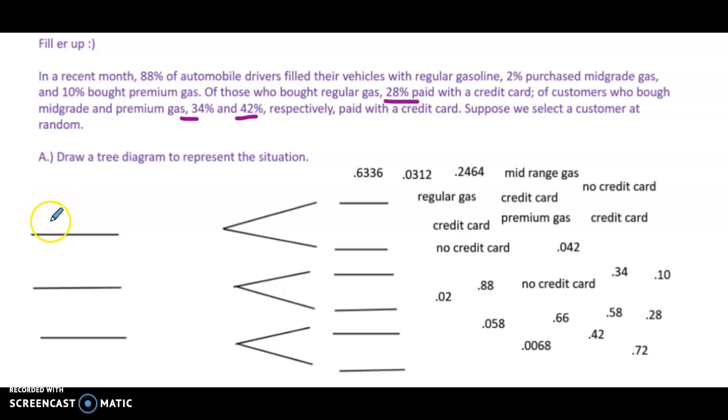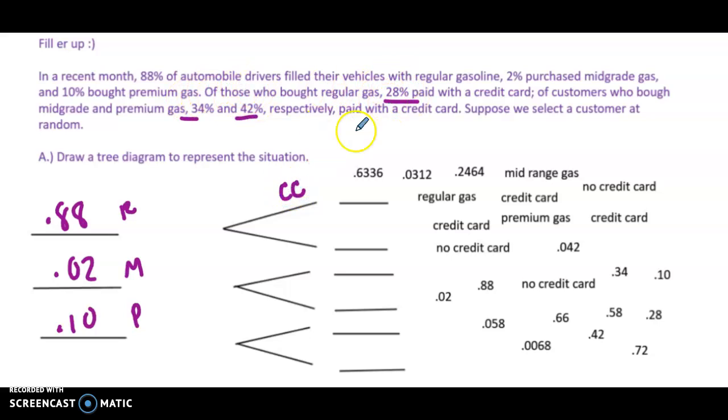So we know that 88% purchased regular. We know that 2% purchased mid-grade and 10% bought premium. Okay, so this is our regular, mid-grade, premium. Now remember, all of your branches always have to add up to 100%. Okay, now of those, we're going to talk about those who paid with credit cards and those that did not.